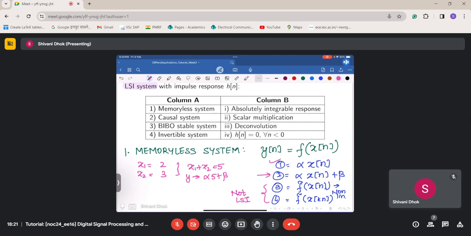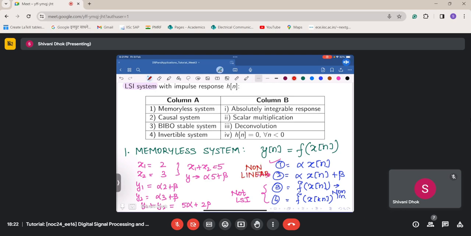But my y1 is alpha 2 plus beta, and y2 is alpha 3 plus beta, and y1 plus y2 will be 5 alpha plus 2 beta. So these two things are not same. Therefore, this thing is also a non-linear system. So this second thing is non-linear.